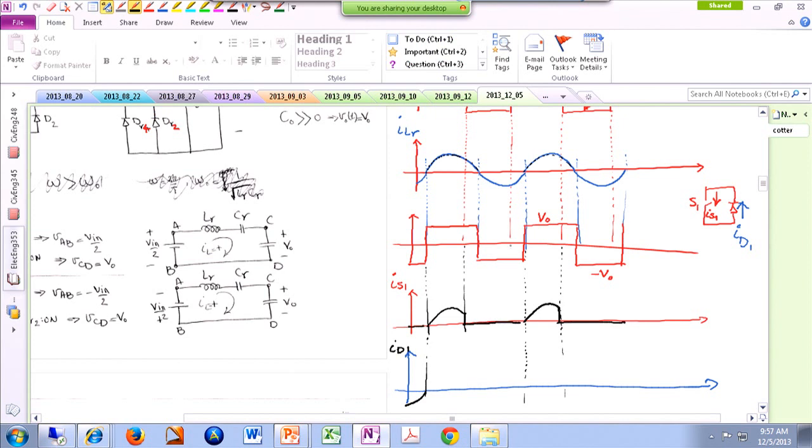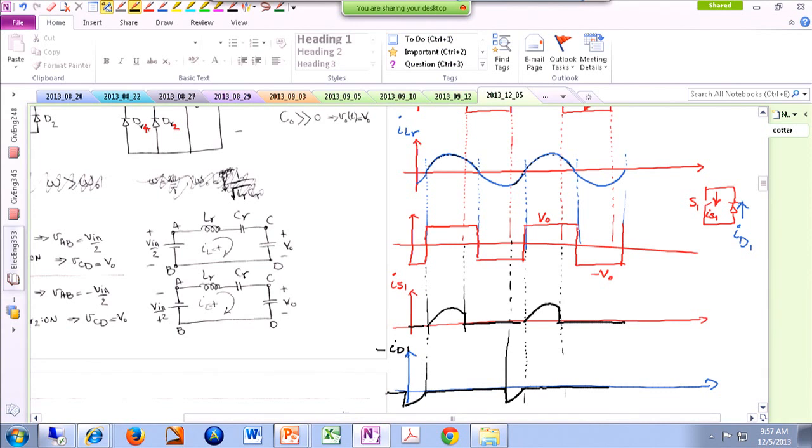And as long as the diode is concerned, I'm plotting this portion over here. Oops, actually I made a mistake. This is not the current of the diode, this is the opposite of the current of the diode, because the current of the diode should always be positive. All right, so this is the opposite of the current of the diode.